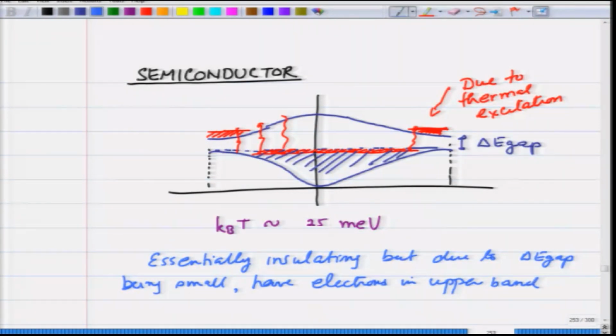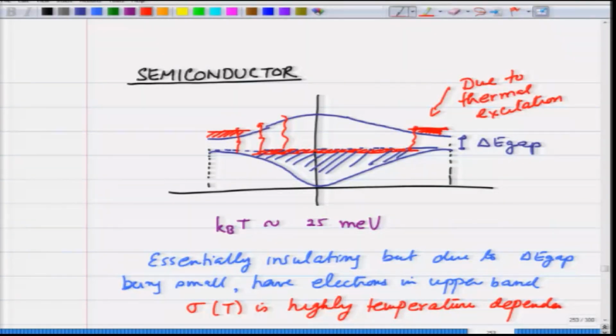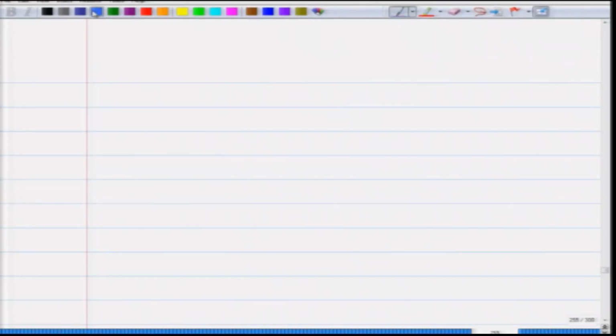You can easily see that the conductivity of these systems is going to be highly temperature dependent. So, this is the band theory explanation of the materials, metals, insulators and semiconductors. So, let us conclude again. 1. Metals.